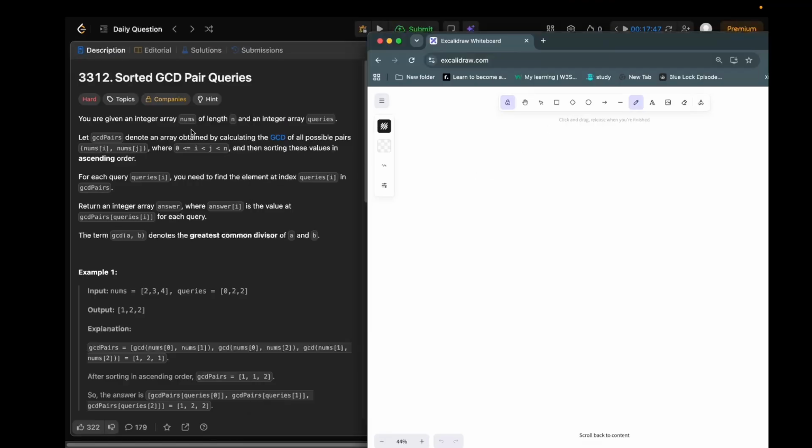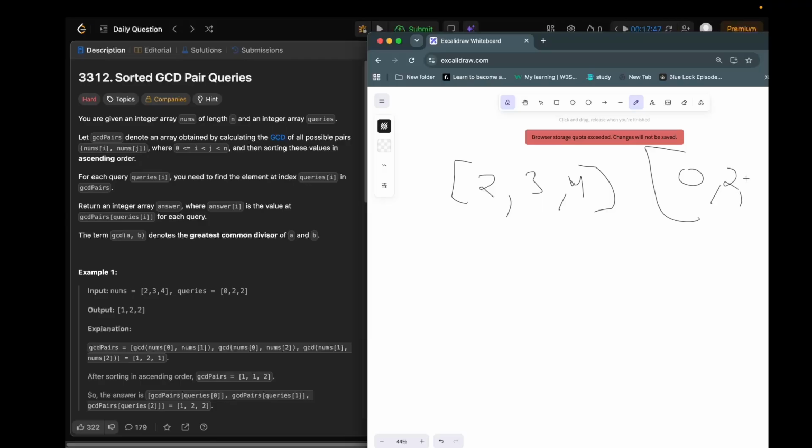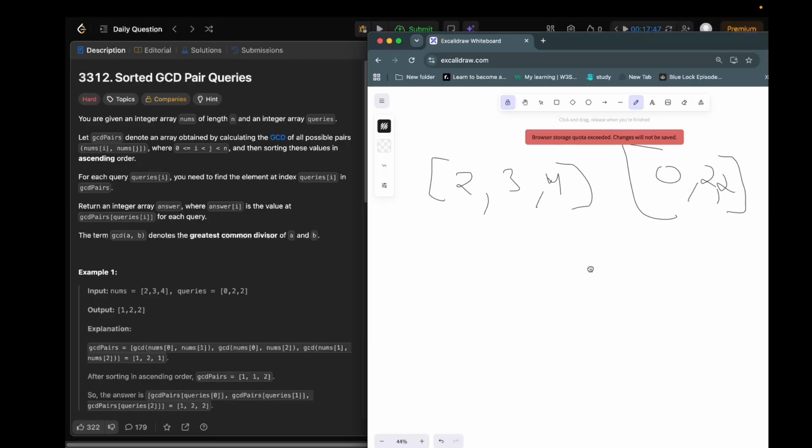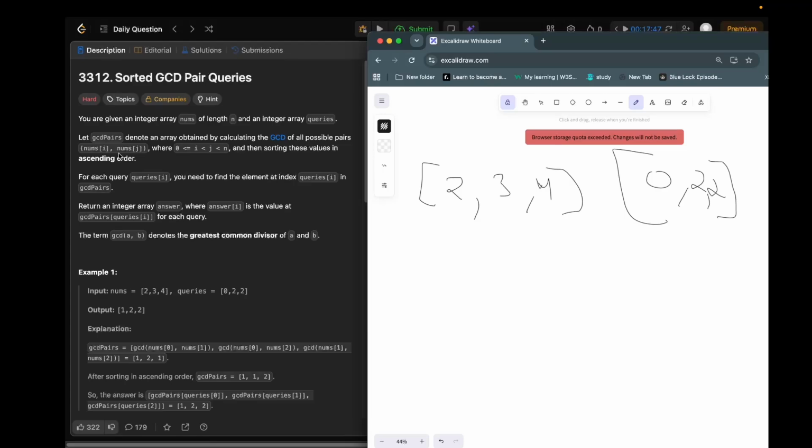Okay, initially we're given an array. We're given 2, 3, and this is an array of length n, and queries. Let's say we're given 0, 2, and 2. Let GCD pairs be an array obtained by calculating the GCD of all possible pairs from nums[i] and nums[j]. So all possible pairs of nums. We could have (2, 3), (2, 4), and then (3, 4), right? These are the only possible pairs, or do we consider (3, 3) a pair?